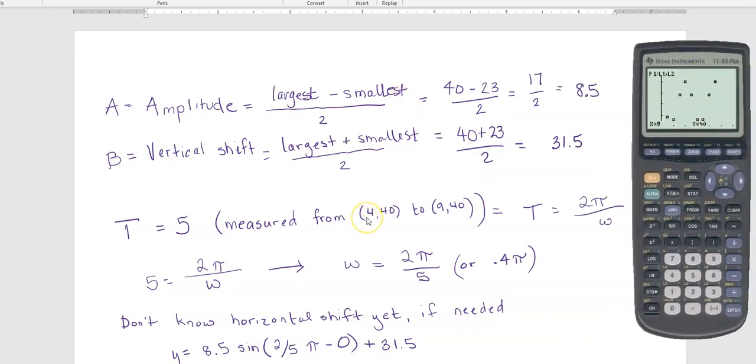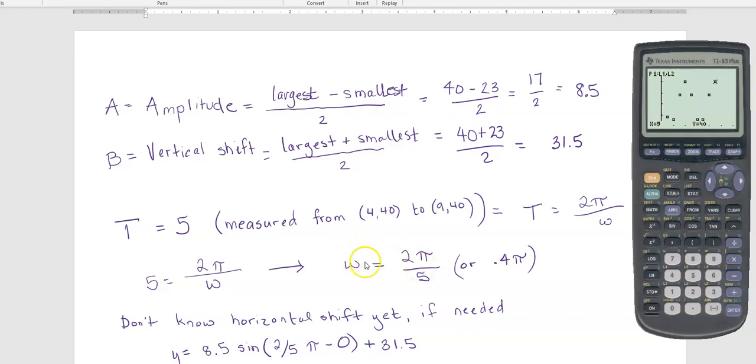So I use 440 and then 940, and then we set that equal to T, right? So 5 is our T. We want our little w symbol here to be equal to our calculation. So we've got 2 pi over w equals T. Well, that means 5 equals 2 pi over w. When you multiply by the w and then divide by the 5, this is what you get, 2/5 of pi.